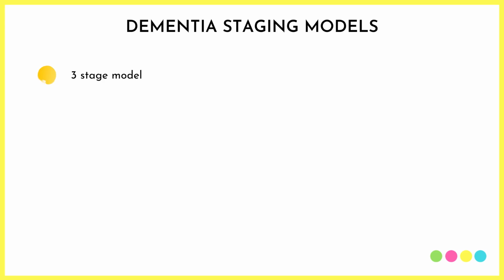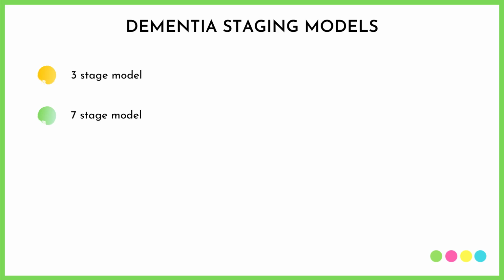One of the things that I shared in that video was that there are multiple different tools that exist to help you figure out what stage your loved one is in. For purposes of this video, I'm not going to review all the possible tools, but I am going to share with you 3 of the most popular tools. Those tools are the 3-stage model of dementia, the 7-stage model of dementia, and the functional assessment staging tool.